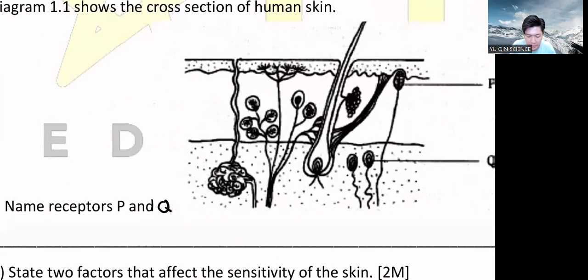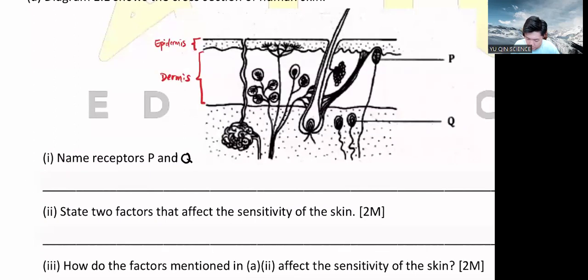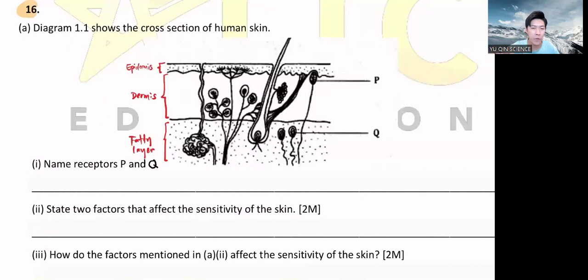So you have 3 layers. First layer is epidermis. Then the second layer is dermis. Then you have the fatty layer. Okay, 3 main layers. Then you have 5 receptors.